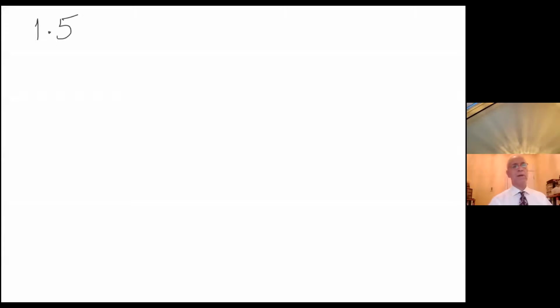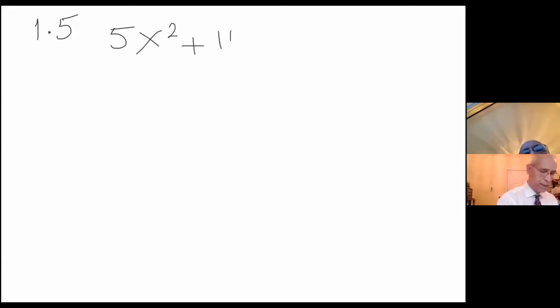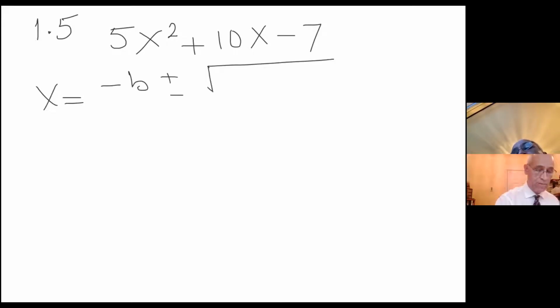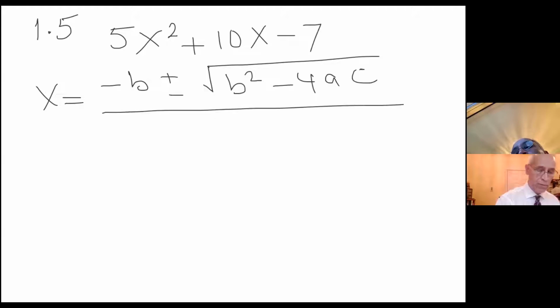1.5. A couple of questions were emailed to me, and the objective is to find real solutions for quadratic. The first problem is 5x to the second plus 10x minus 7. Okay. So first of all, I have to remember that this is a quadratic, and I know that x equals the opposite of b plus and minus the square root of b to the second minus 4ac, all over 2a.